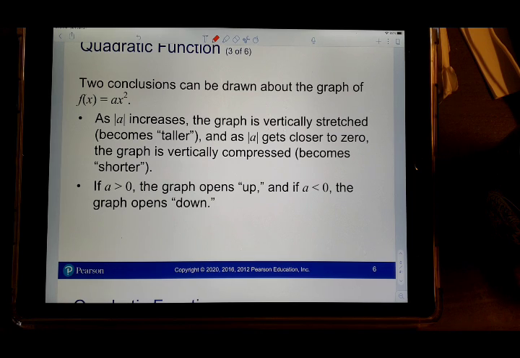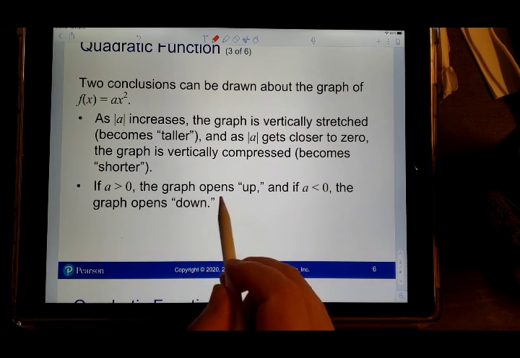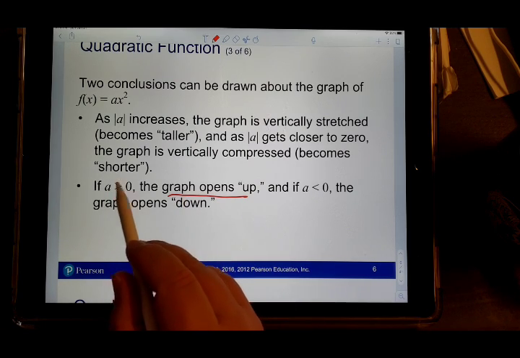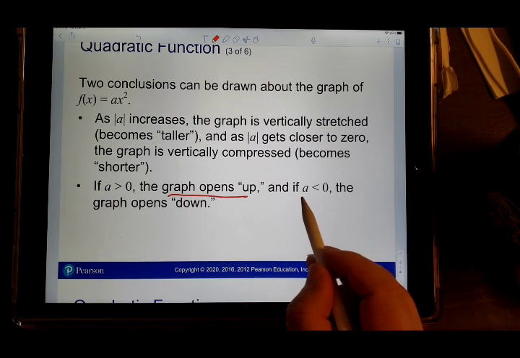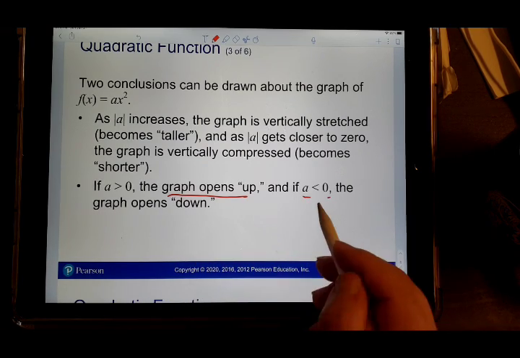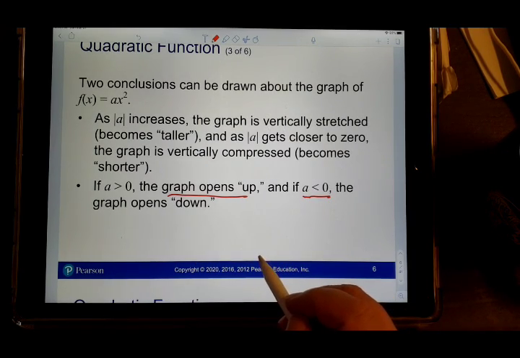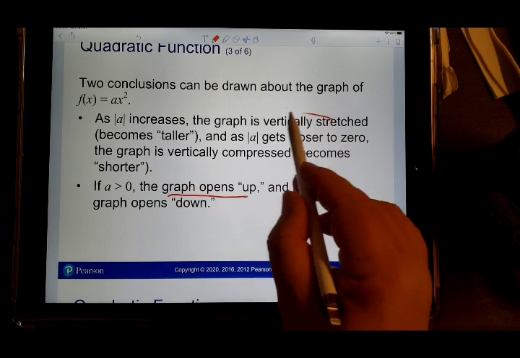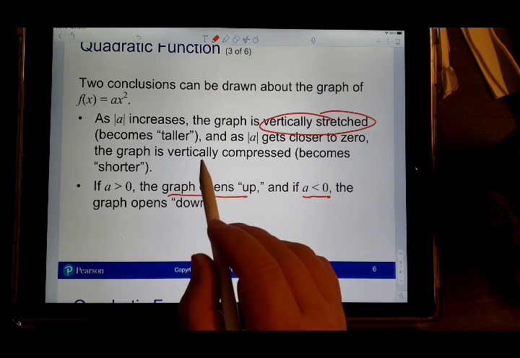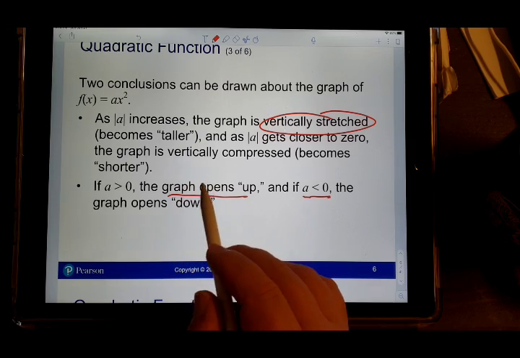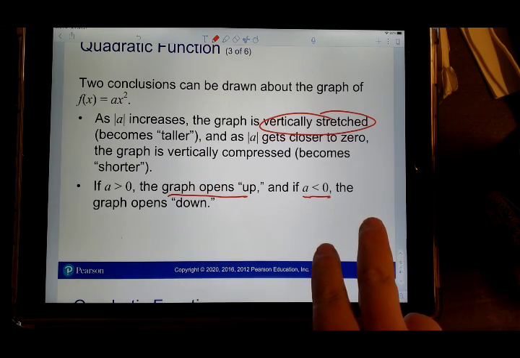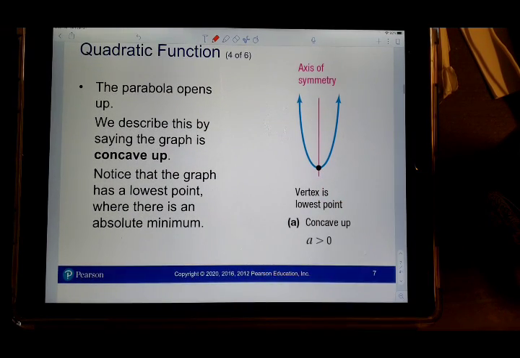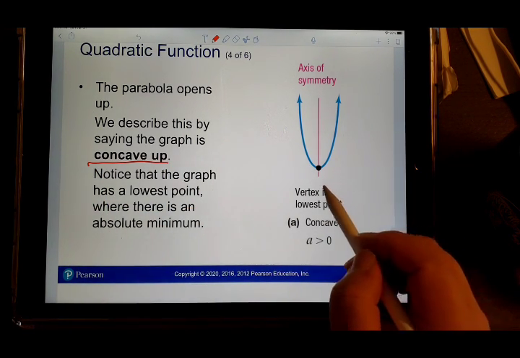All right, so when you have a graph, they even put it in quotes, the graph opens up when a is greater than 0, and it opens down when a is less than 0, or negative, just what you would think. It's interesting how they did talk about a vertical stretch if a is a larger number, and it's vertically compressed if it's a smaller number. Pretty natural if you just see a few of these. Oh, here's that phrase, concave up. I don't want to say increasing, because that's not the way we use that word.